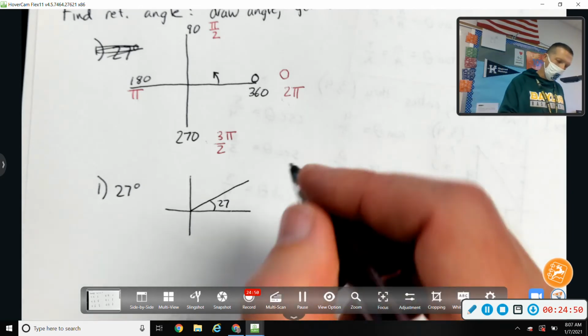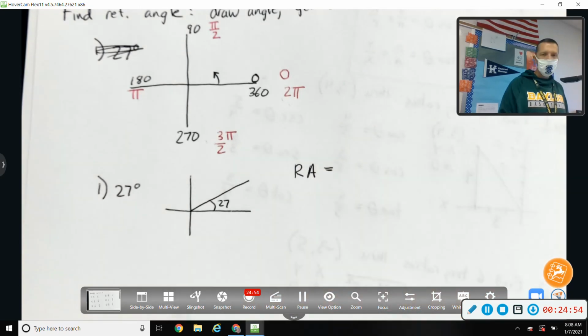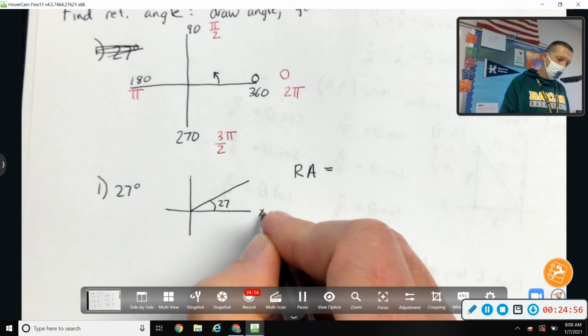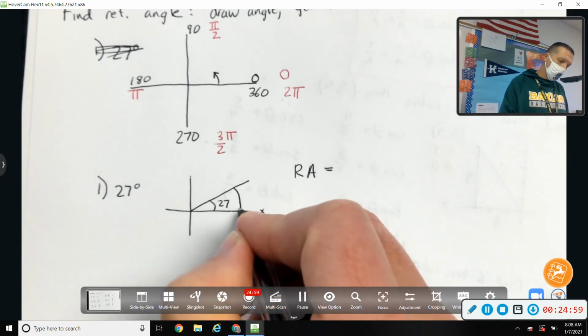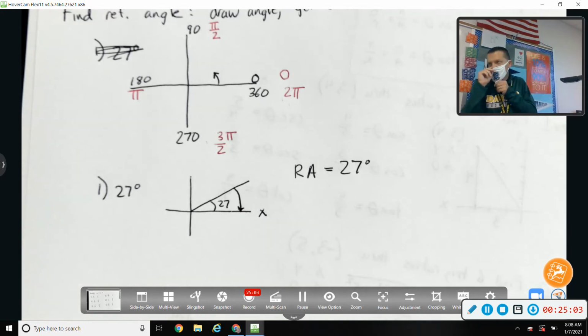So the quickest way to the x-axis, this one's almost too simple. Well, I'm 27 degrees away from the x-axis. So the reference angle is the original angle. Sometimes it's that easy.